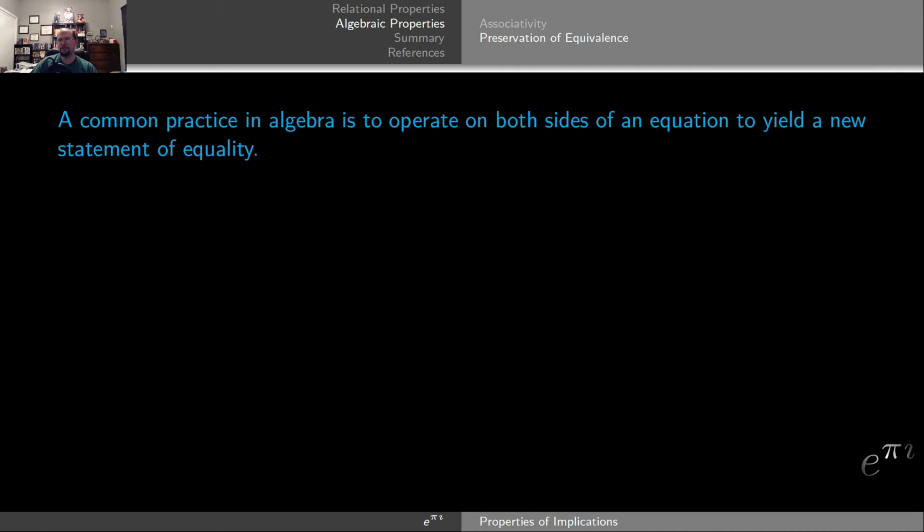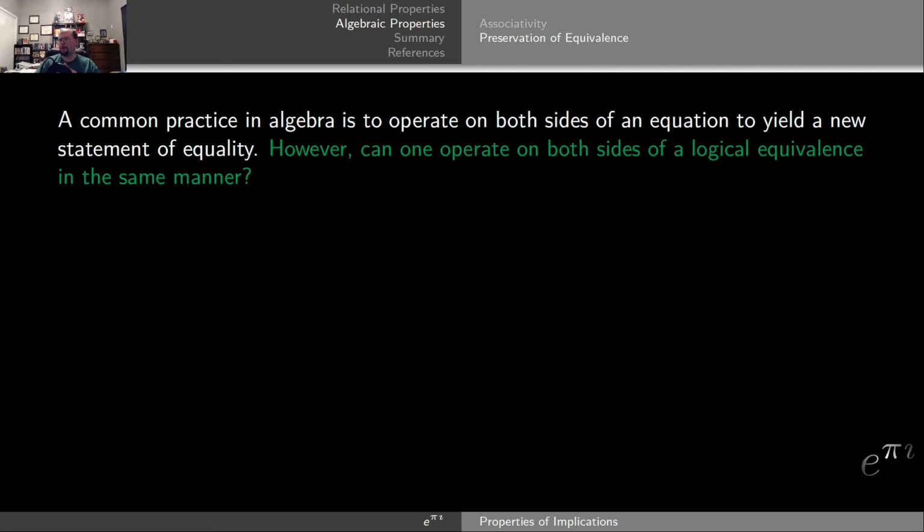A common practice in algebra is to operate on both sides of an equation to yield a new statement of equality. However, can one operate on both sides of a logical equivalence in the same manner? So for example, if P is equivalent to Q, if I was to negate both sides, would the negation still be equivalent? The answer is yes, actually it is true.